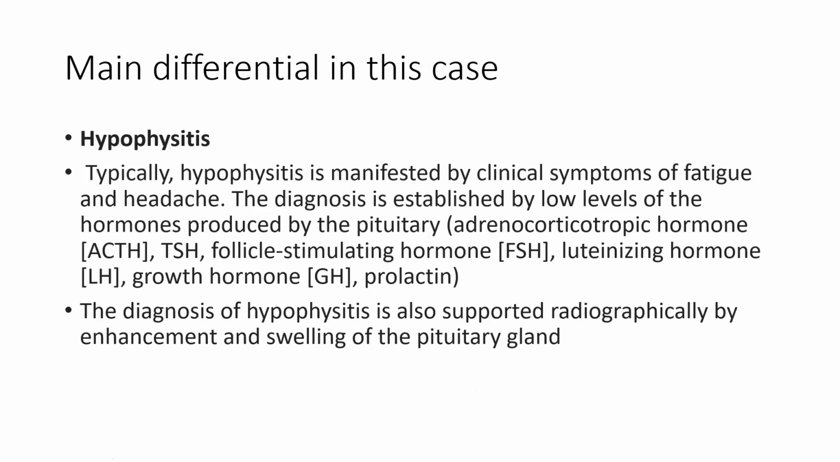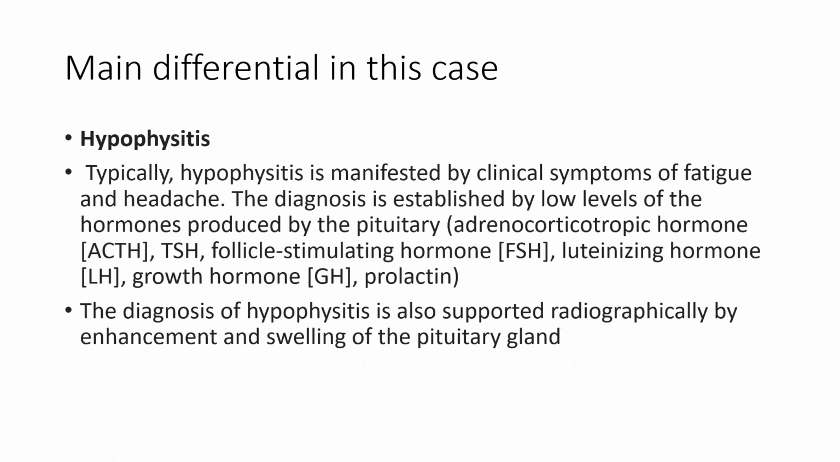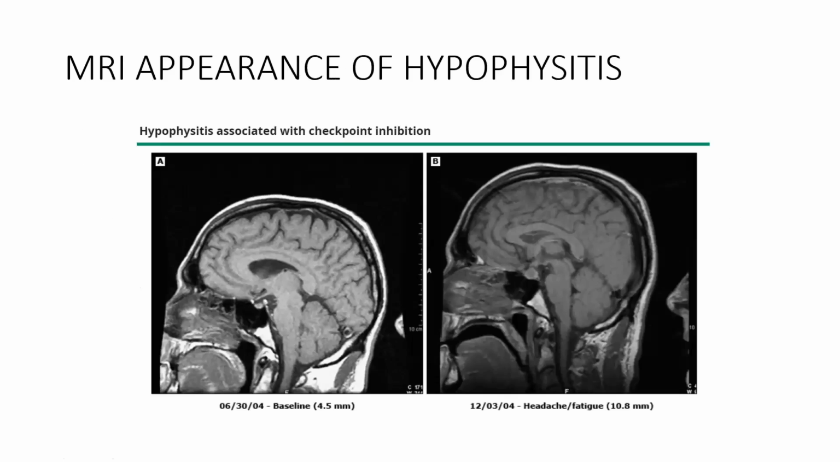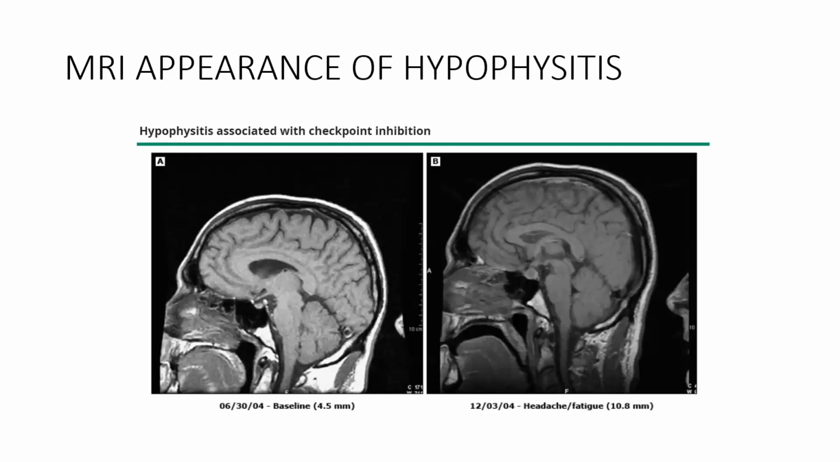Just like it can cause adrenal gland hyperplasia, it can also cause pituitary gland hyperplasia. The diagnosis in our question stem is of course adrenalitis, because the other hormones are not provided. Even the MRI appearance was normal. If the MRI appearance of the pituitary suggests hyperplasia of the pituitary gland, plus there are other hormonal deficiencies, like low TSH, low ACTH, low FSH-LH, low growth hormone and prolactin, these all will be indicative of hypophysitis as the cause in this case.